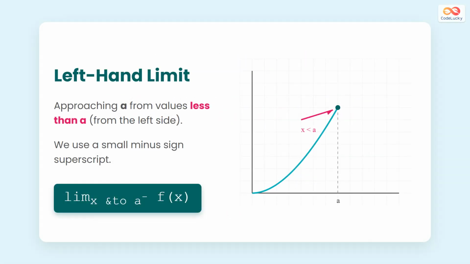First, consider the left-hand limit. This involves approaching our target value a using numbers that are slightly smaller than a. Imagine moving along the curve from the negative side towards the right. We denote this mathematically with a tiny minus sign superscript next to the a.